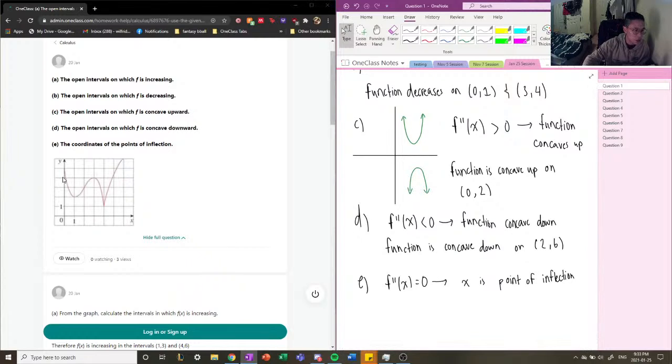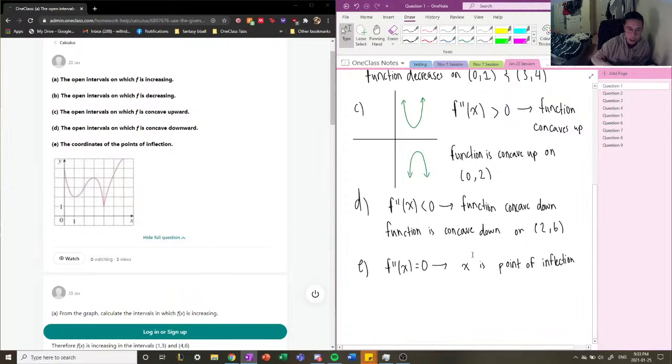Okay, so on this graph here, there's only one point of inflection, right? Because there's only one point on the graph where it switches from concave up to concave down. And that's where x equals 2. Okay, so x equals 2 is a point of inflection.